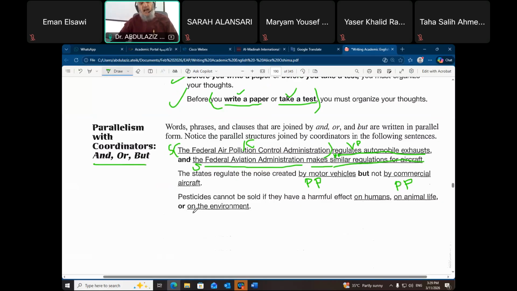Pesticides cannot be sold if they have a harmful effect on humans, on animal life, or on the environment. Sarah, can you tell me what phrases these three are? On humans, on animal life, or on the environment? Sarah, Mariam. Yes, doctor. You are Mariam, right? No, I'm Sarah. Yes, Sarah, go on.